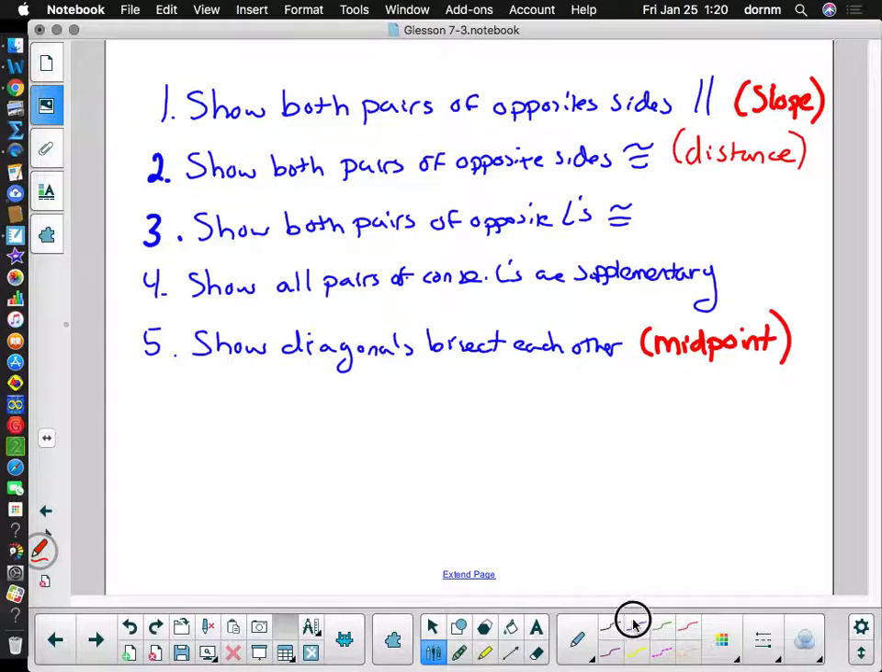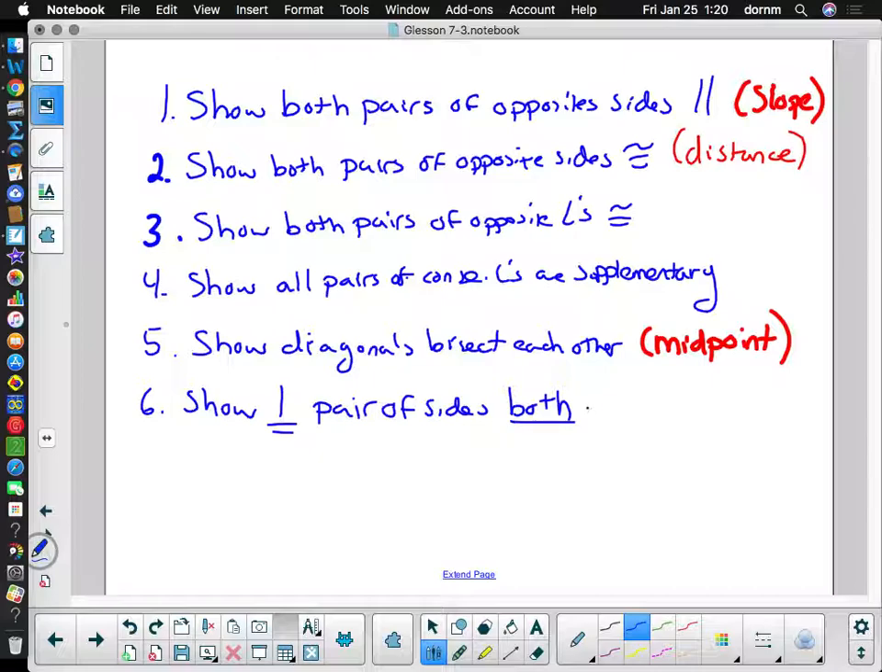Okay. And that pretty much is a converse of everything, but we do have one special thing that we can do, and that is to show one pair of sides is both congruent and parallel. So we'd have to use the slope formula and the distance formula on one pair of sides.